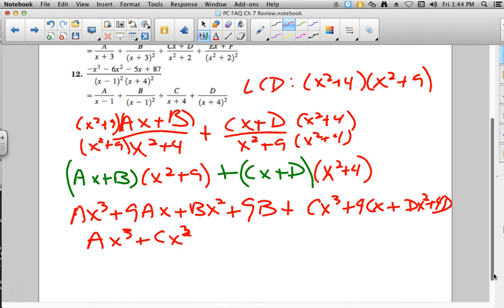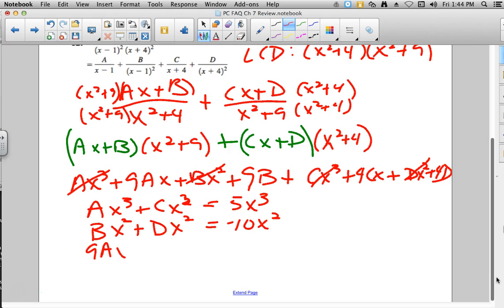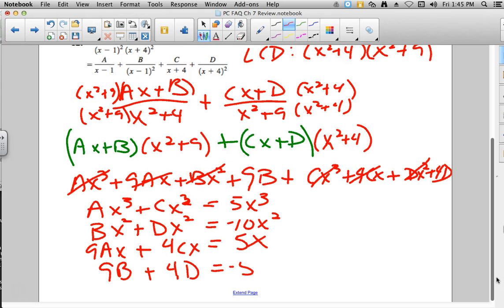So let's go set this up. ax³ + cx³ has to come out to be 5x³. Go after the x² terms: bx² + dx², our x² terms have to come out to be negative 10x². 9ax + 4cx has to equal 5x. And finally, our constants: 9b + 4d needs to equal negative 5.